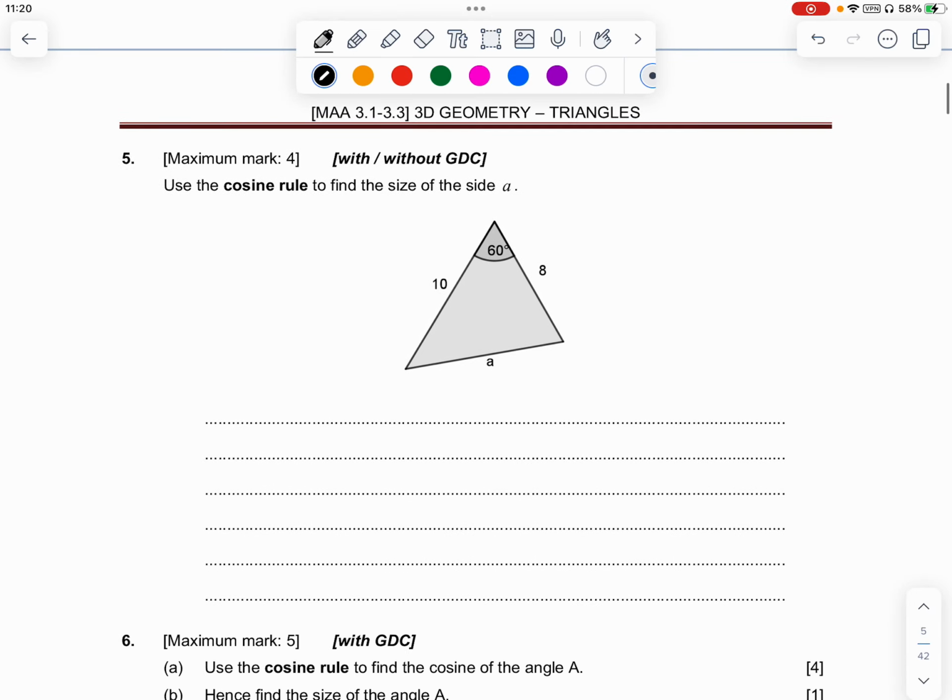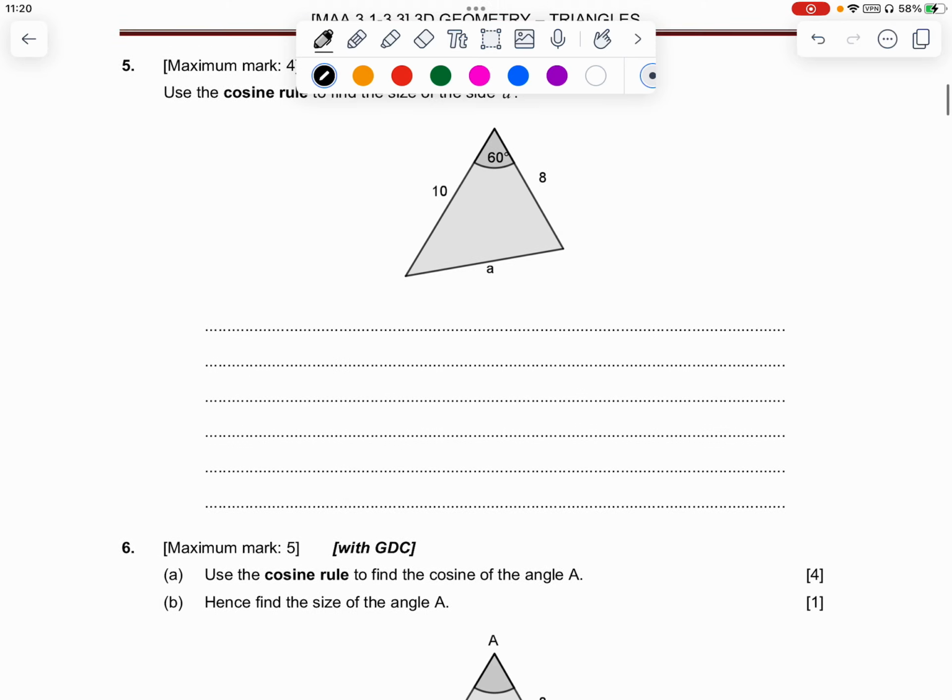Next, question number 5. Use the cosine rule to find the side A. So A square equals 10 square plus 8 square minus 2 times 10 times 8 times cosine 60. So which becomes A square equals 84. So A equals square root of 84, which is approximately 9.17.